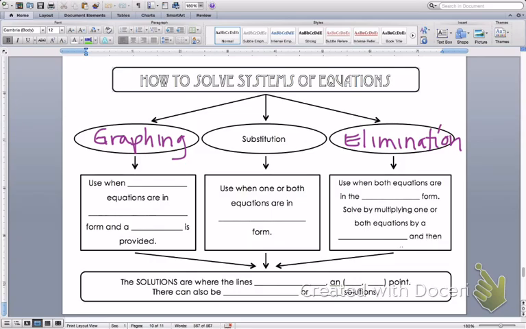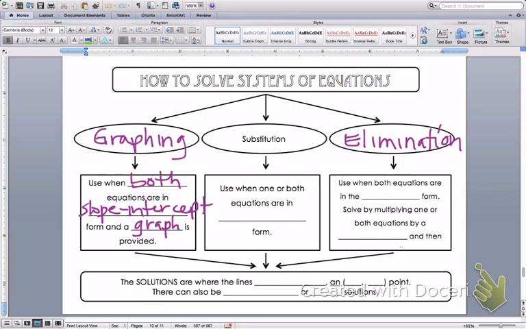All right, so the graphing method you would probably just use if they ever told you to actually graph and you were given an actual graph to do it on. You probably wouldn't want to draw your own graph unless it's small numbers. So you want to use it when both equations are in slope-intercept form, preferably. If not, then you'd have to solve for y on your own, and your graph is provided.